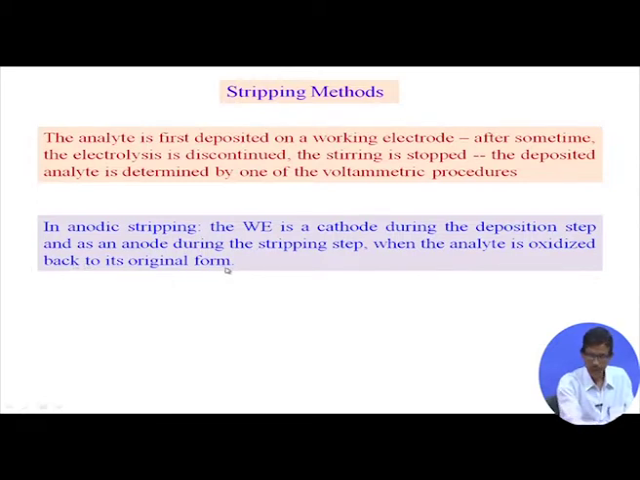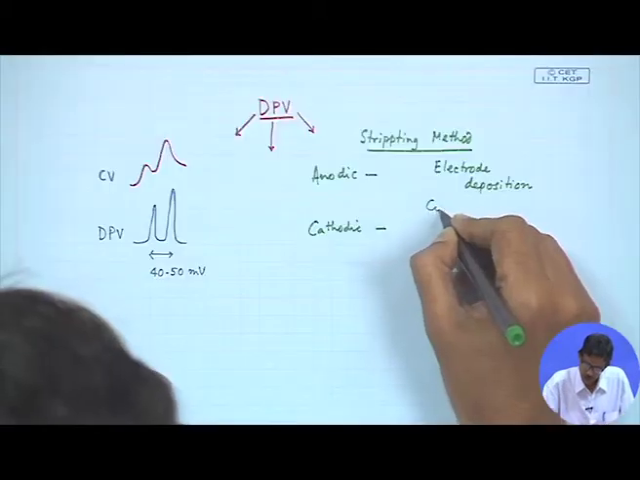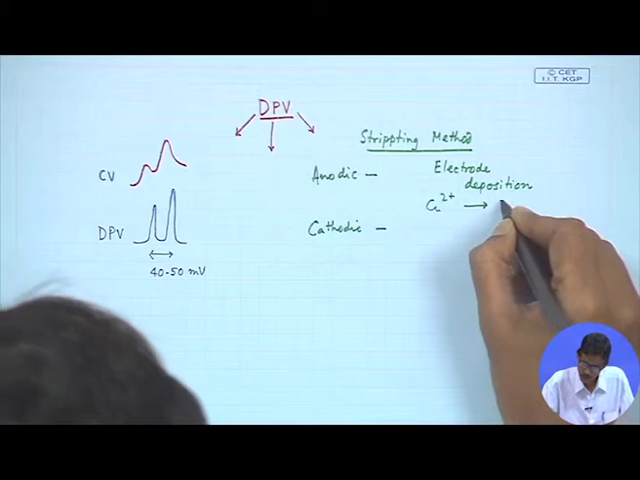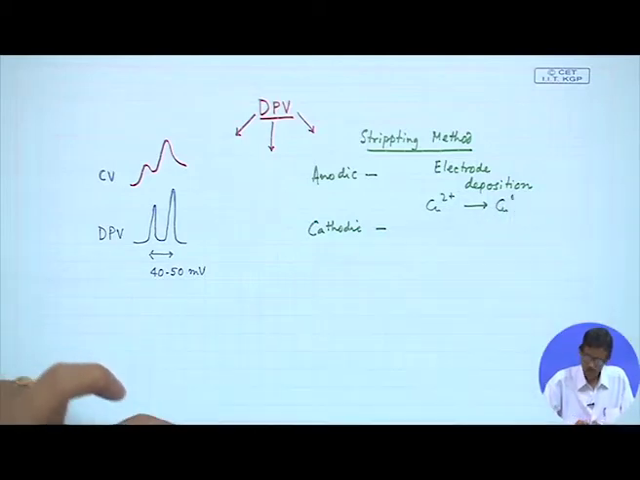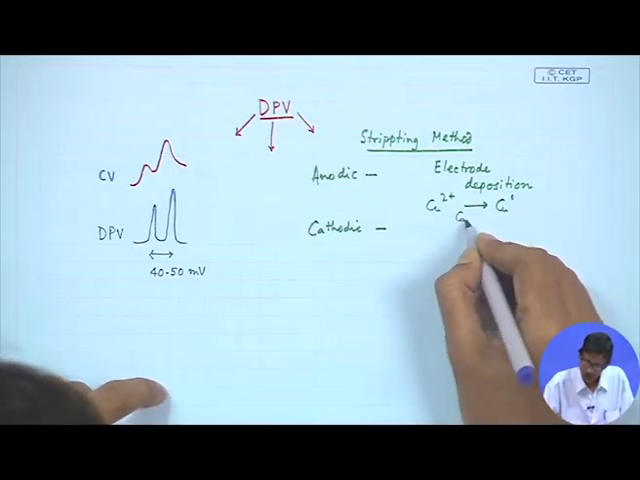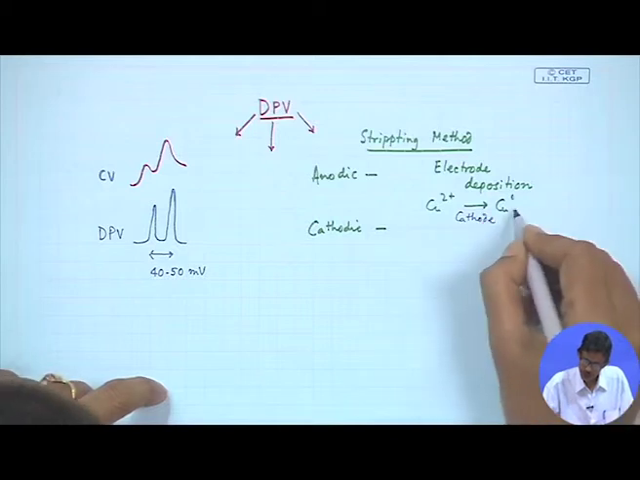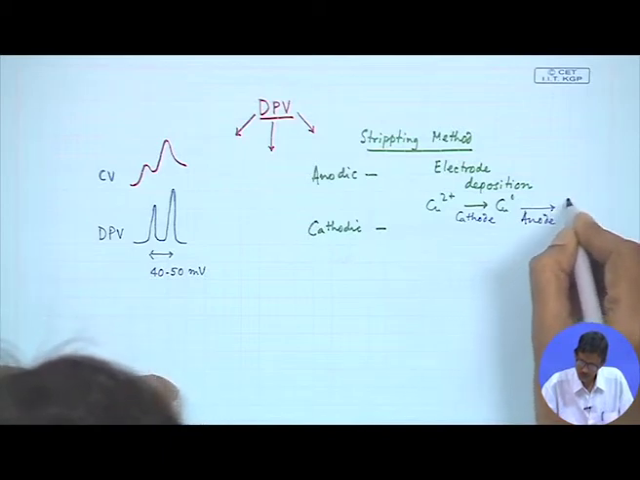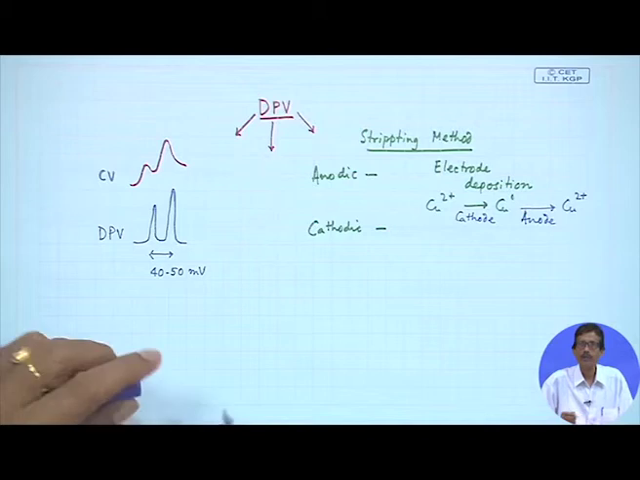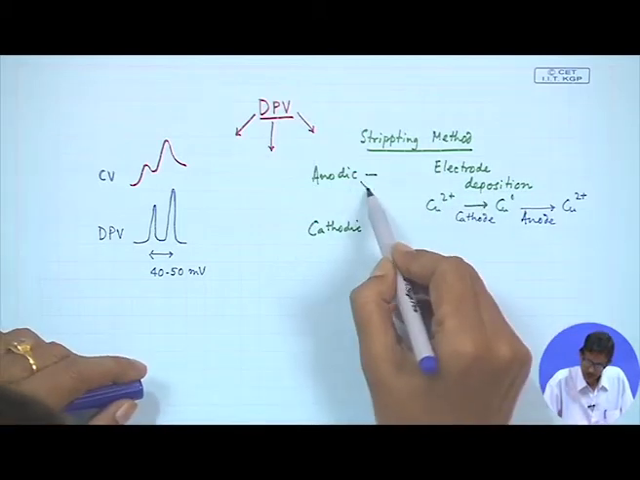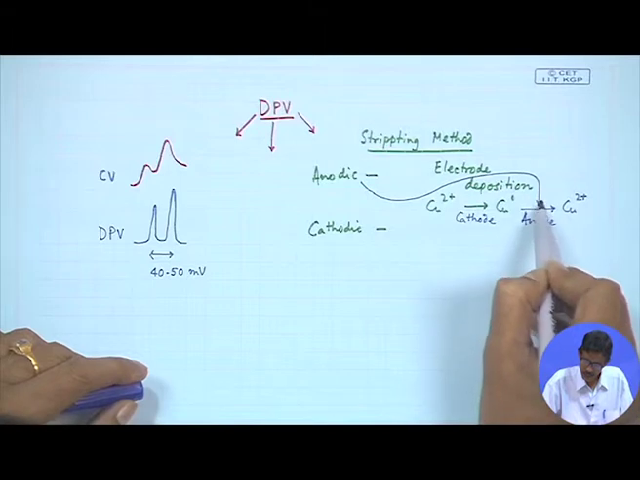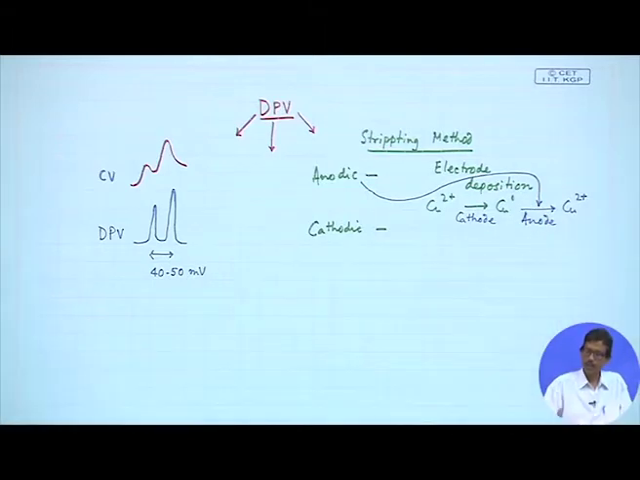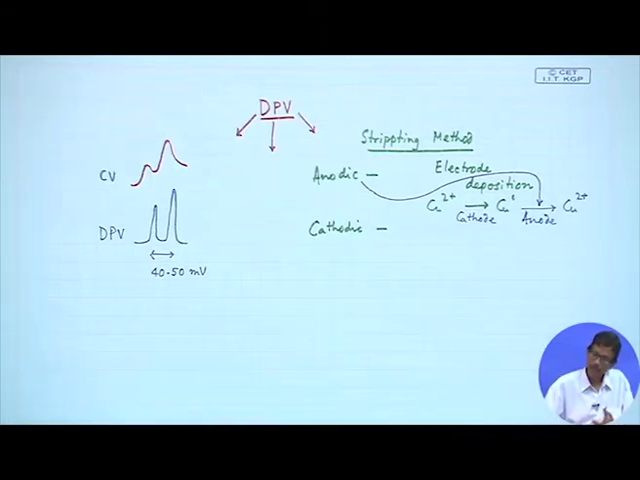So, you can have a metal ion. Suppose it is copper 2 plus, and copper 2 plus can be deposited as copper 0. You know that the corresponding process is reduction, so you require a cathode for that reduction. Then you change the nature of that electrode to anode, and this will go to copper 2 plus once again. So, when it is removed like this, it is your anodic stripping.